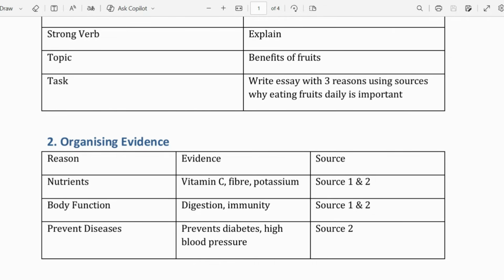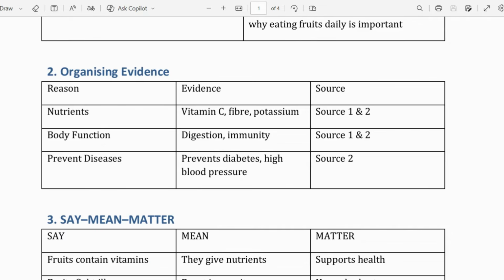I haven't written down the entire evidence. This is just a plan, so it's a shell of what your writing should be like. When you go to write your essay, you're going to expound on it. But this is just a general idea of all the things that should be included in your essay. The third reason is that fruits prevent diseases such as diabetes and high blood pressure, and this was found in source 2. So that's the second step of the pre-writing process.